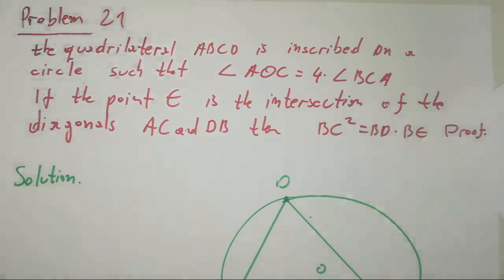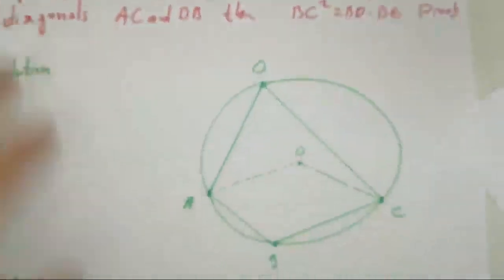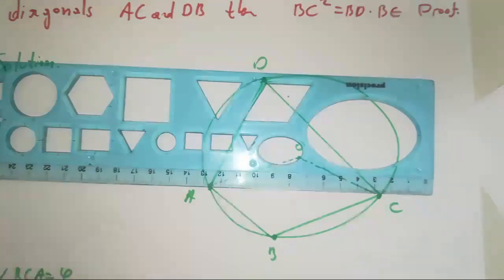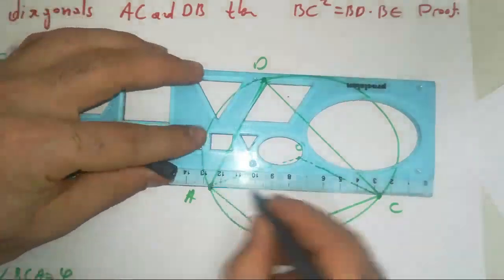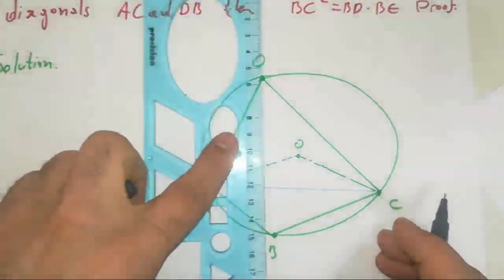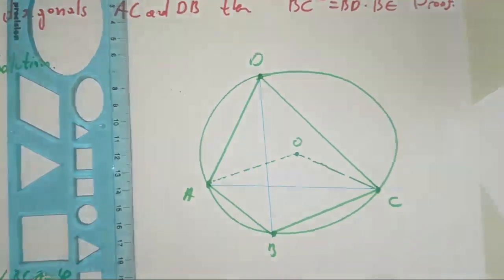As I see, Blaja solved it. Congratulations, Blaja. All right, let's see something here. What can we do? Let's first connect AC and BD, which are the diagonals of this quadrilateral.